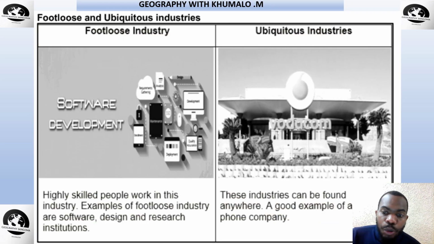Then we look at the difference between the footloose and the ubiquitous industry. The footloose industry requires highly skilled people to work in it. For example, a footloose industry will be a software company, or the design and research institutions; they fall under the footloose. And then the ubiquitous industries are those that can be found anywhere, and a good example is a cell phone company such as your Vodacom. It is the ubiquitous industry.